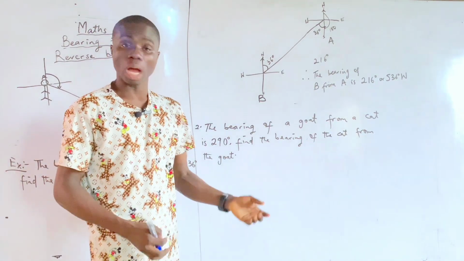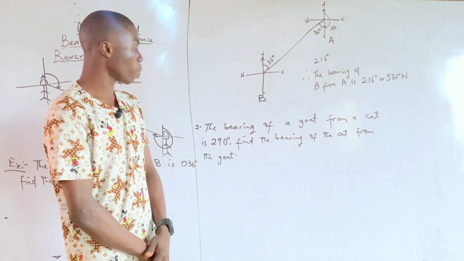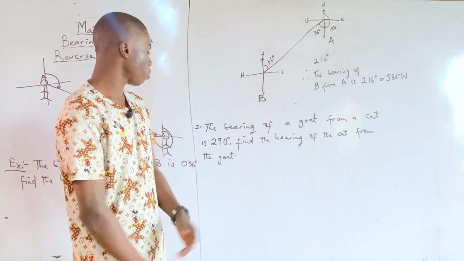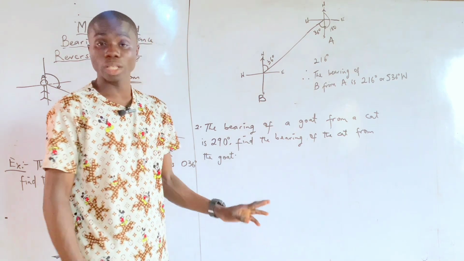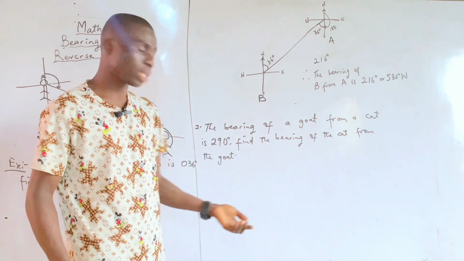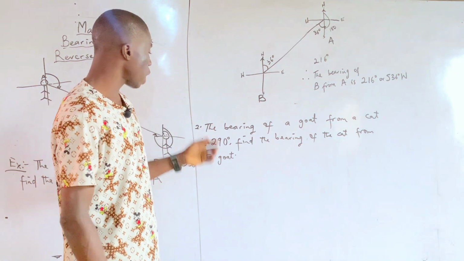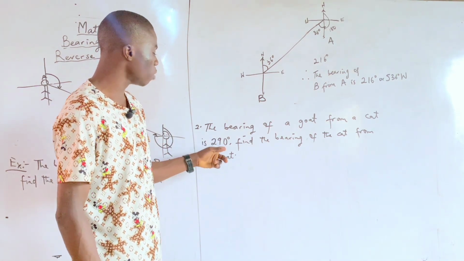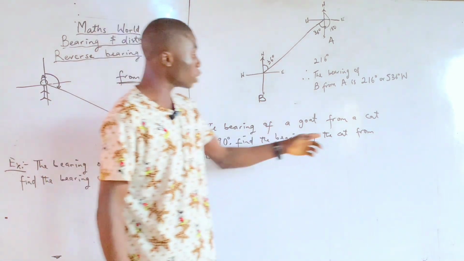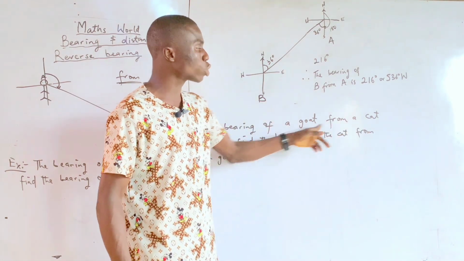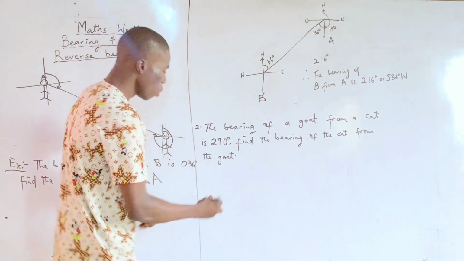Okay, this is another question. The bearing of a goat from a cat is 290 degrees. Find the bearing of the cat from the goat. That's what we call reverse. You know, we are reversing them back. Now, the first thing you do is to ask yourself, which are you drawing for? Who is the owner of this 290? You are drawing for the cat. For instance, we will draw like this.